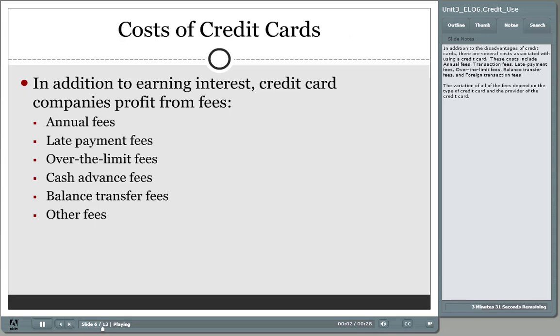In addition to the disadvantages of credit cards, there are several costs associated with using a credit card. These costs include annual fees, transaction fees, late payment fees, over-the-limit fees, balance transfer fees, and foreign transaction fees. The variation of all of these fees depend on the type of credit card and the provider of the credit card.